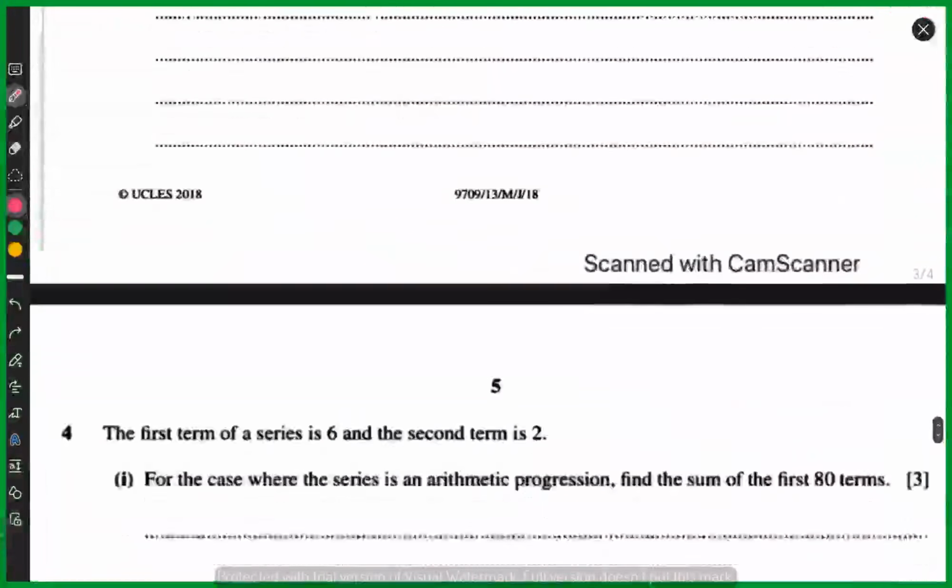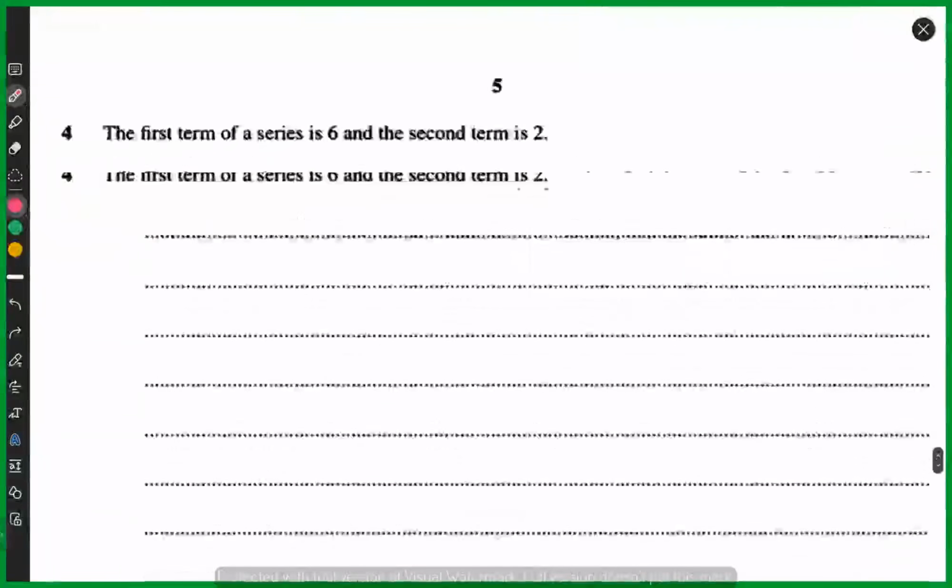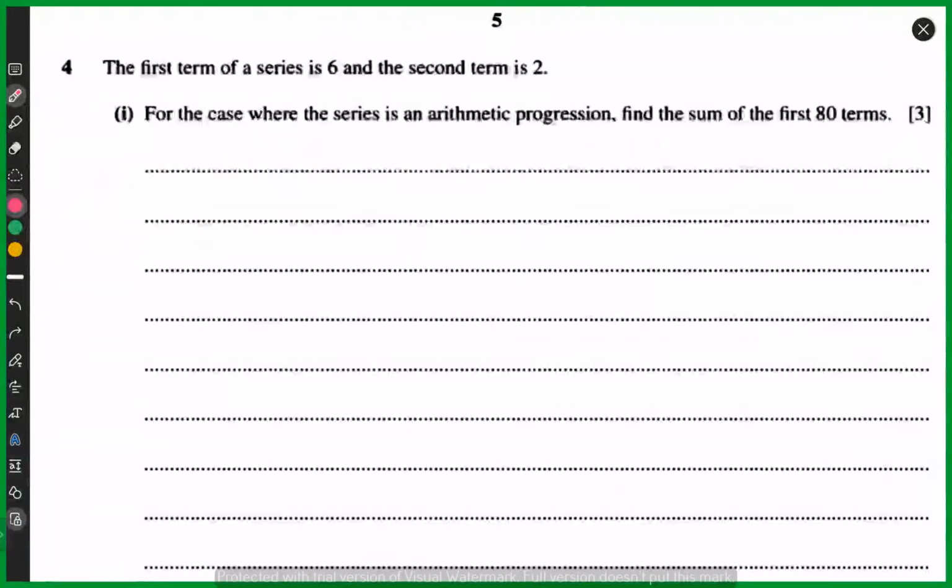Yes, it's about arithmetic. It says the first term of a series is 6 and the second term is 2. So I told you, do not get confused by series. Series is just about writing the sequence with a plus sign, right?